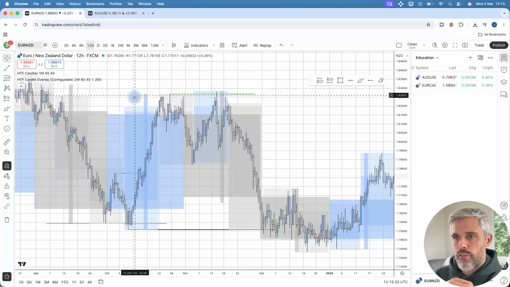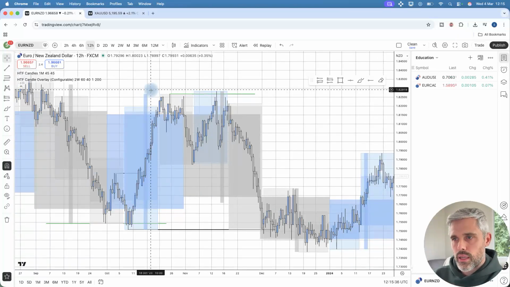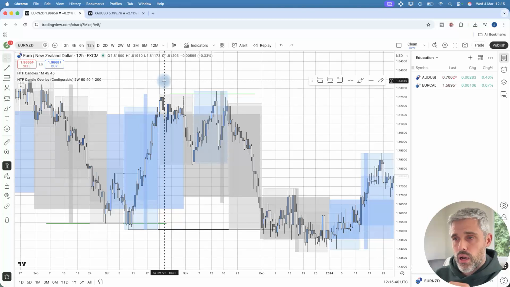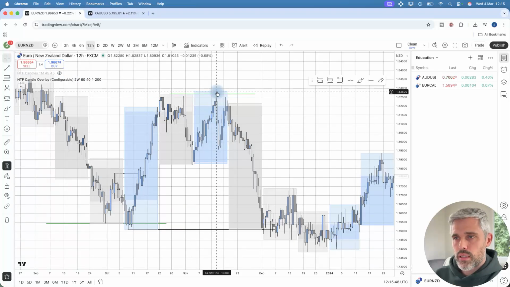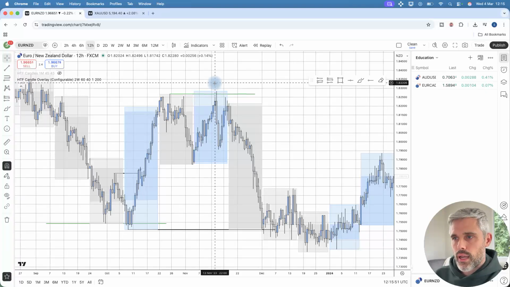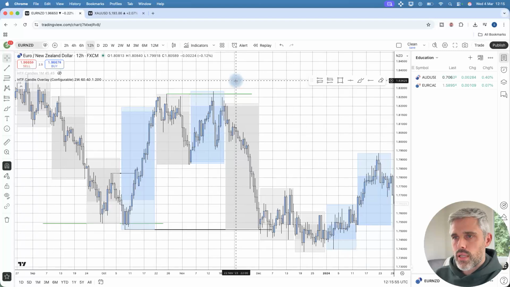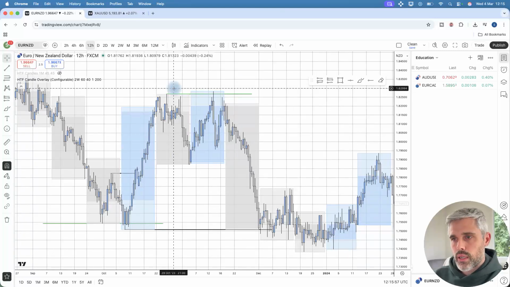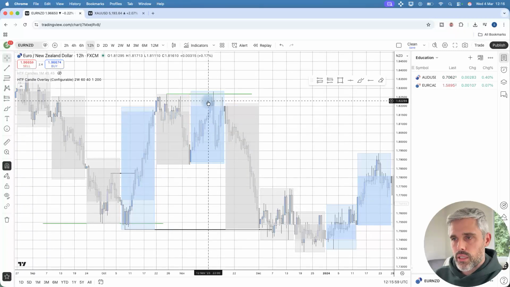But as soon as we then get a fresh manipulation of the monthly candle, we can then look at our lower time frames or our intermediate time frames to look for shorts or trades. And this is what happens. As price breaks into the previous monthly candle high, the 2-week candle closes at this point here.